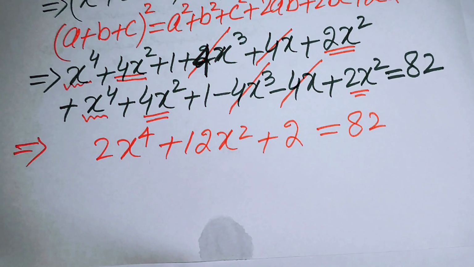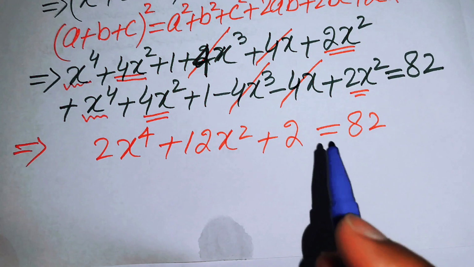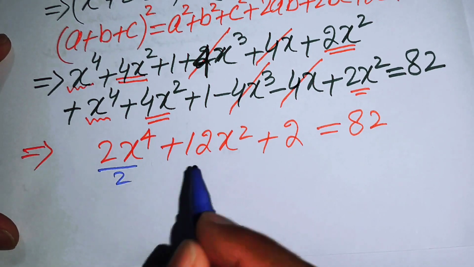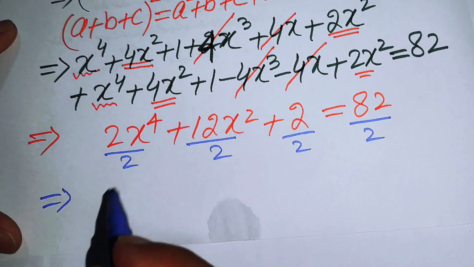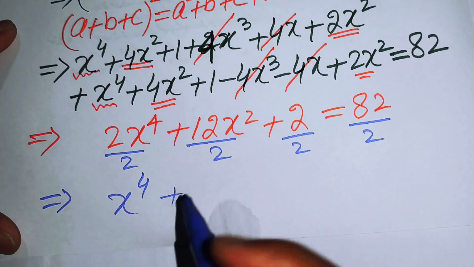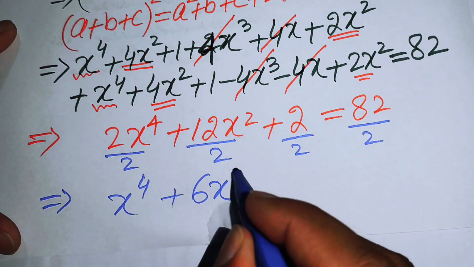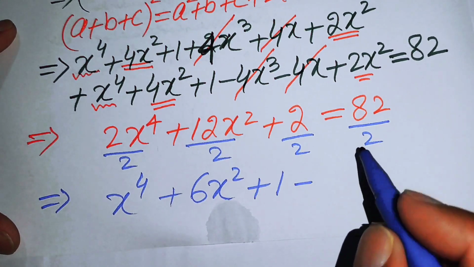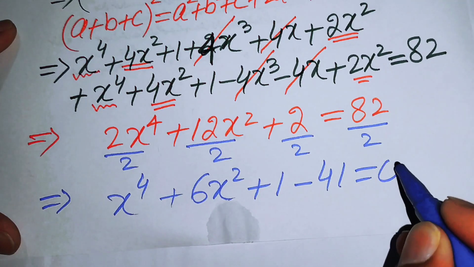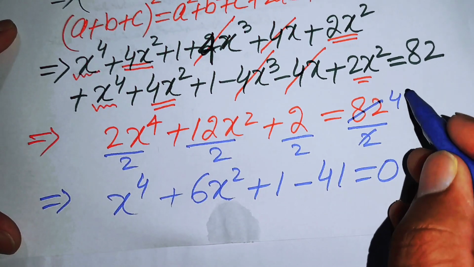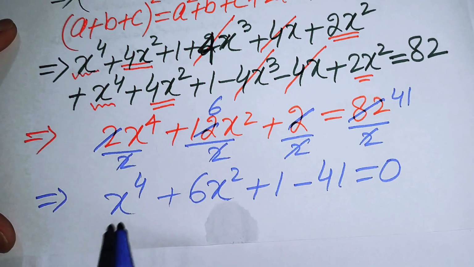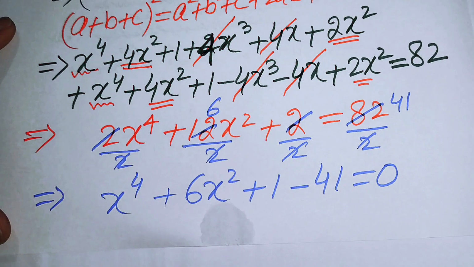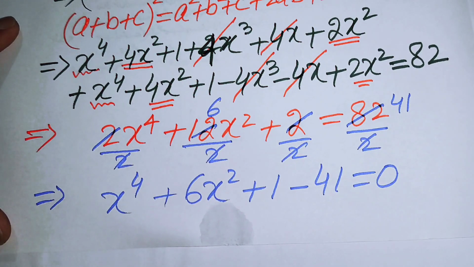And now we divide each side by 2, because here you see that 2 is the common term on both sides, so that we can divide both sides by 2. When you divide both sides by 2, you will get x to the power of 4 plus 6x² plus 1 minus 41 is equal to 0, because here 2 4s are 8, 2 1s are 2, these 2 are gone, these 2 6s are 12, and these are also gone, and you get x to the power of 4 plus 6x² plus 1 minus 41 is equal to 0.